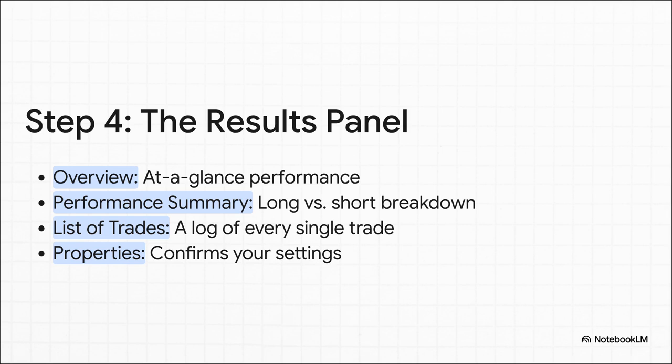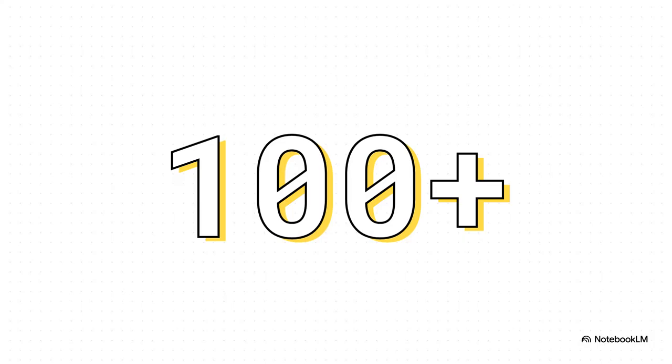List of Trades is the raw data, every single trade, logged. And always take a quick peek at the Properties tab just to confirm that your commission and slippage settings were actually applied. As you're looking over your results, just keep this number in your head.